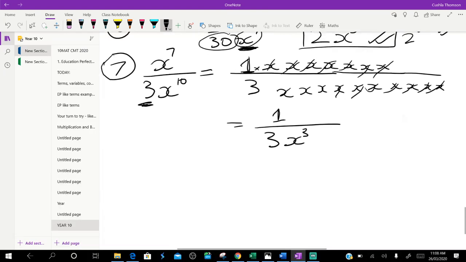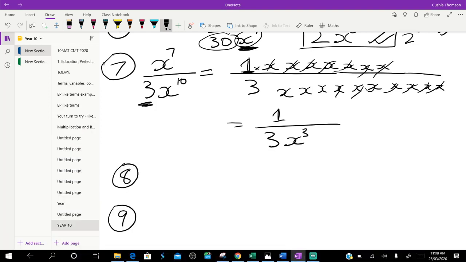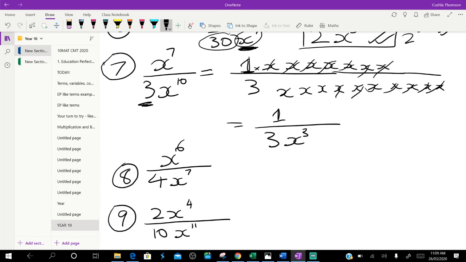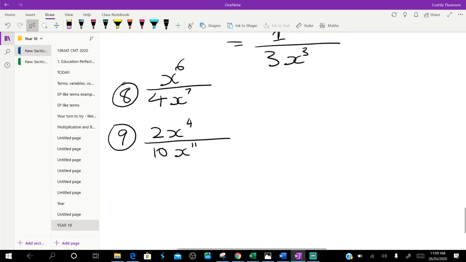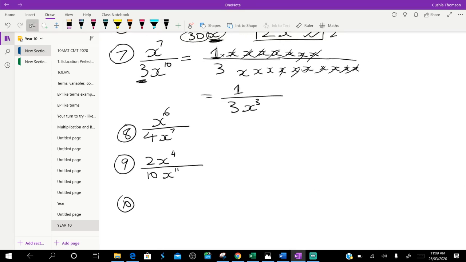I'm going to give you a couple more like that. So Jasper and William, I am going to get to the square root ones, right? But these are important. So let's do x to the power of 6 over 4x to the power of 7. And then 2x to the power of 4 over 10x to the power of 11. There we go. So you can see the one we've done there. So 2x to the power of 7 over 14x to the power of 11. Just try those 3.